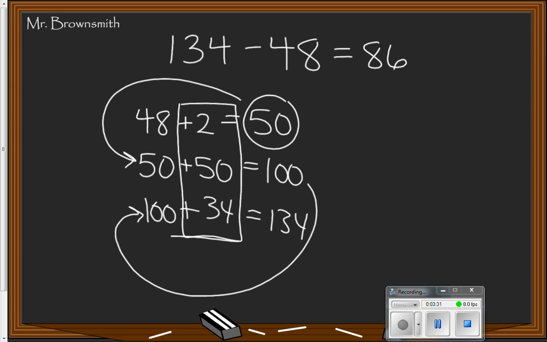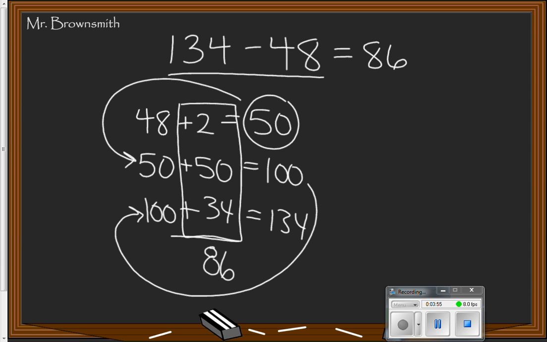So that's just another way to kind of track your thinking a little bit on these subtraction problems that we have right here. So that way we can avoid some of those traditional algorithm errors that we might get from forgetting to borrow from other numbers and stuff like that. So that's one method. That's the counting up method.